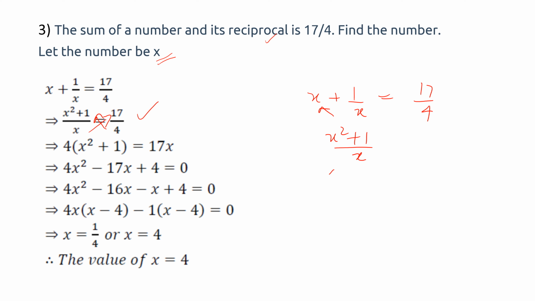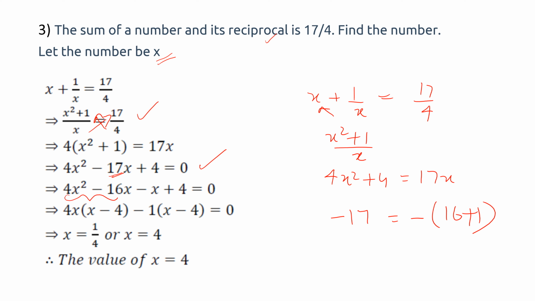And when you open the bracket, 4x square plus 4 equal to 17x, you take all the terms to one side. So we will get 4x square minus 17x plus 4 equal to 0. Now we can go for splitting the middle term. So minus 17 we can write as minus 16 minus 1. So that is what we can see here. So minus 16x and minus x plus 4 equal to 0.